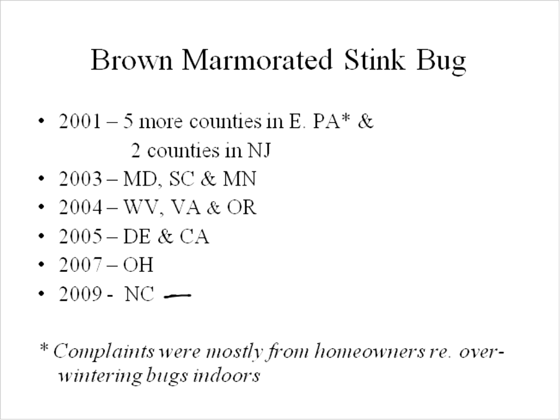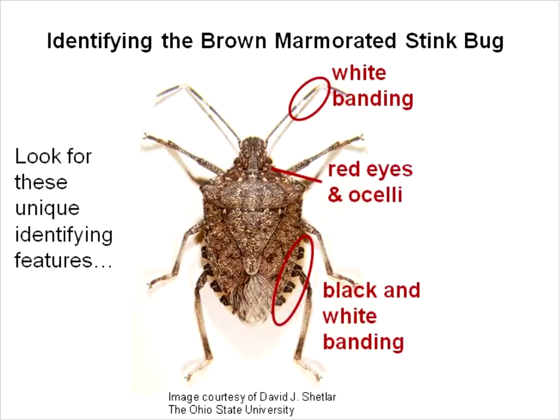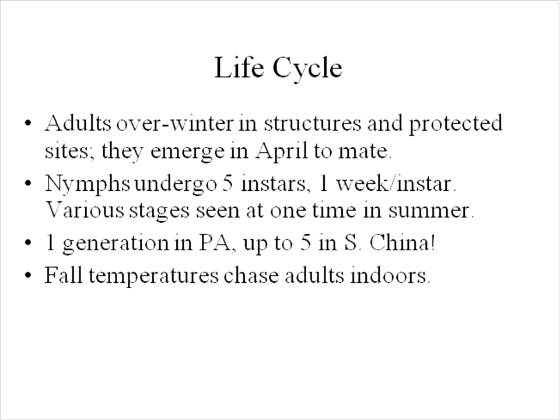Now this has the potential for doing a lot of damage, but really where it's turned up and has been noticed is by moving into houses. It's sort of like the multicolored Asian lady beetle, where it likes to overwinter in protected areas, so they are massing and moving into houses, and that's when they first get detected and people complain about it. So how do you know whether it's just another stink bug or this marmorated stink bug? Check the white banding on the antennae. If it has white bands, dark and white, then that's one indicator. If it has red eyes, that's another indicator. And then even more obvious are these black and white banding along the edges. So that's what to look for to distinguish it from some of the other ones.